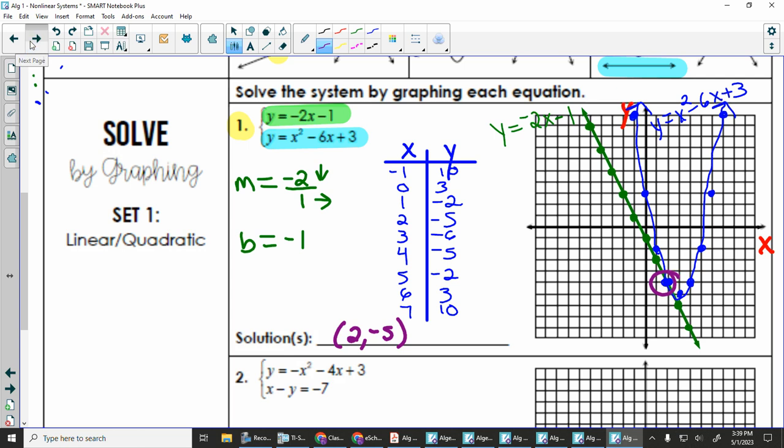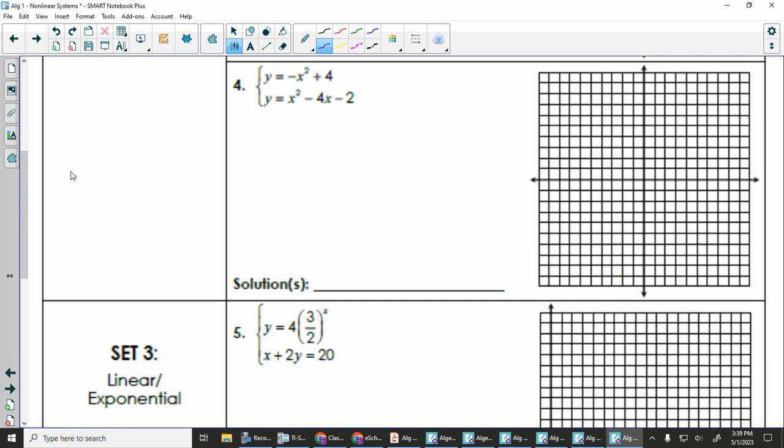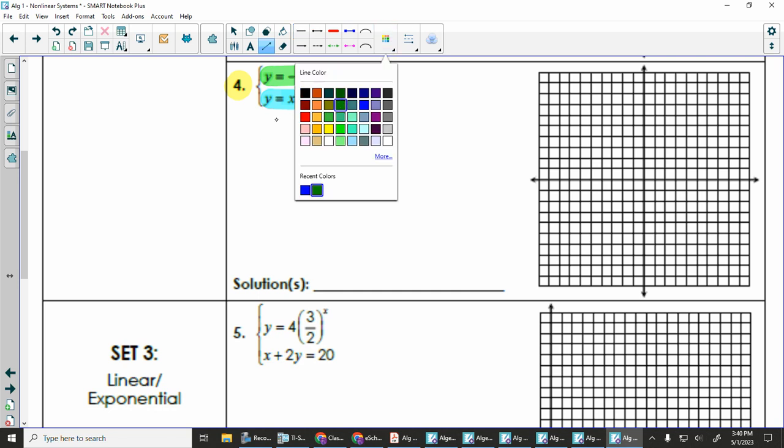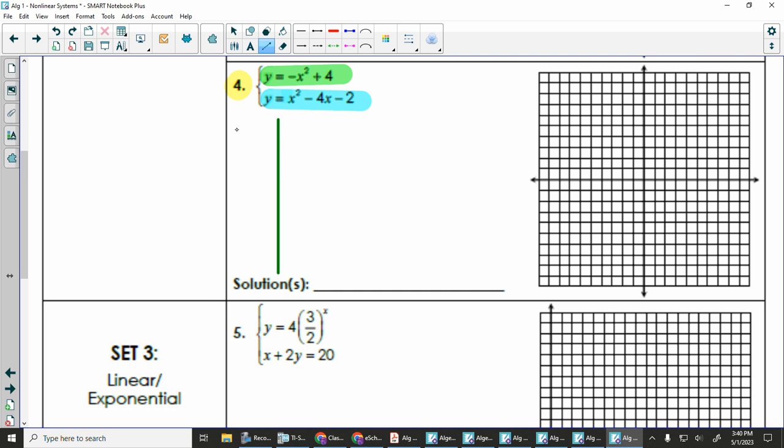Okay, so let's take a look at question 4. Again, notice here, question 4, we have two different graphs. One is y equals negative x squared plus 4. The other is y equals x squared minus 4x minus 2. Now, these both happen to be quadratics. They both have an x squared. Okay, this is another type of pairing. So since we have both being quadratics, we're just going to do two tables of values. All right, so we'll do one for the green graph, and we'll do one for our blue graph.